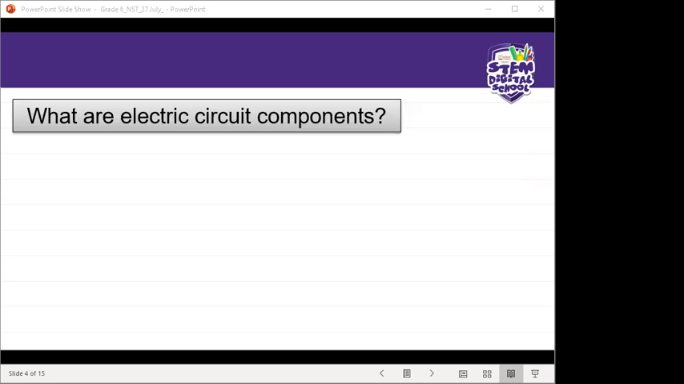Okay, Kia. Thank you, ma'am. The electric circuit components are a cell, switch, electric wire, and bulb. All right, beautiful. Thank you very much, Kia, for that.